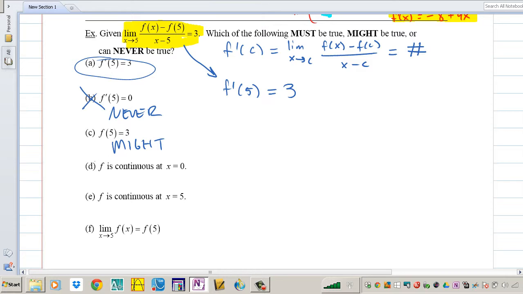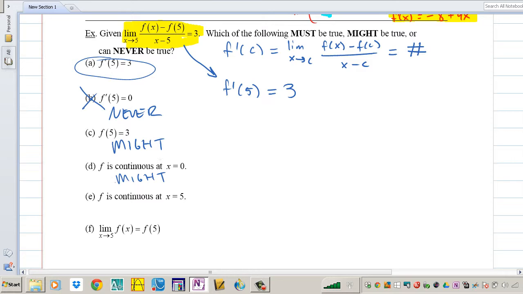The function is continuous at x equals 0. Well, we don't even know what the graph looks like. All we know is that at x equals 5, the slope is 3. So this might be true. We don't know for sure.